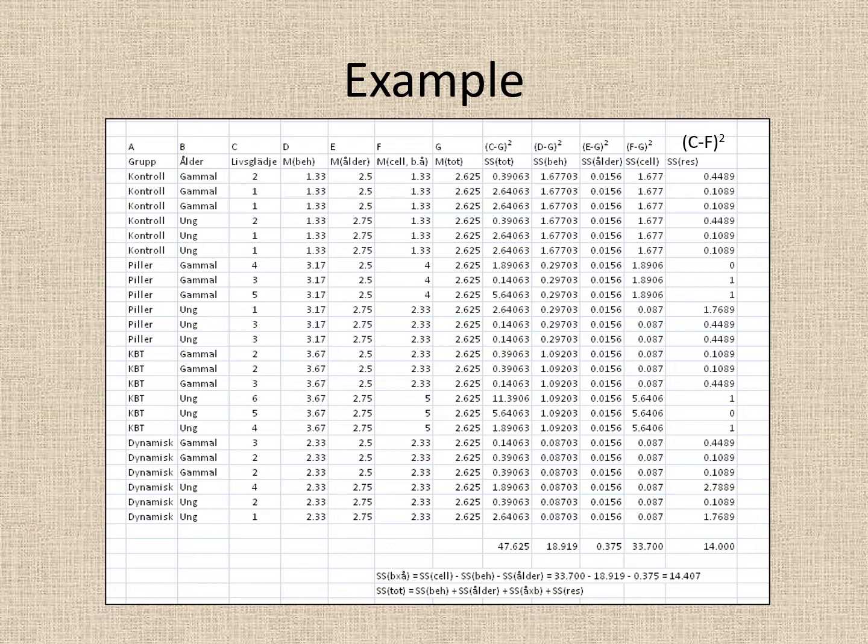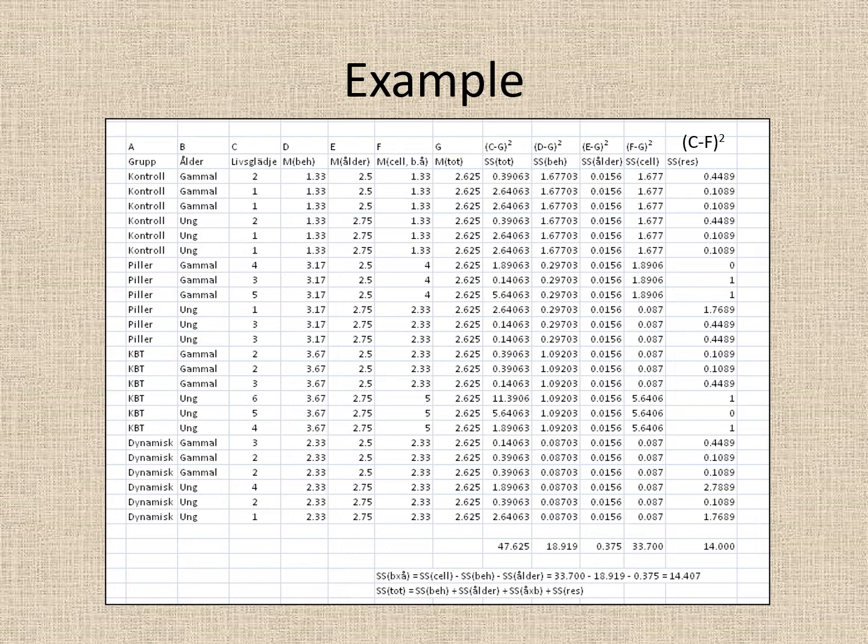So we do that in each row, and we square it, and we sum it, and we get 18.9. So this is a measure of how much of the variation in life satisfaction is due to treatment. If we would assume that people who get the same treatment have the same level of life satisfaction, this is how much of the variation in life satisfaction that would be retained.